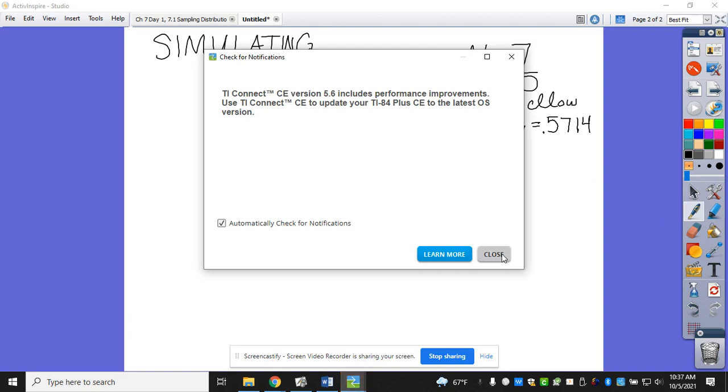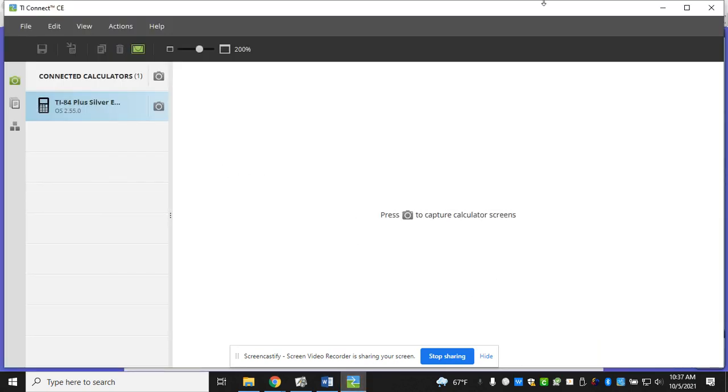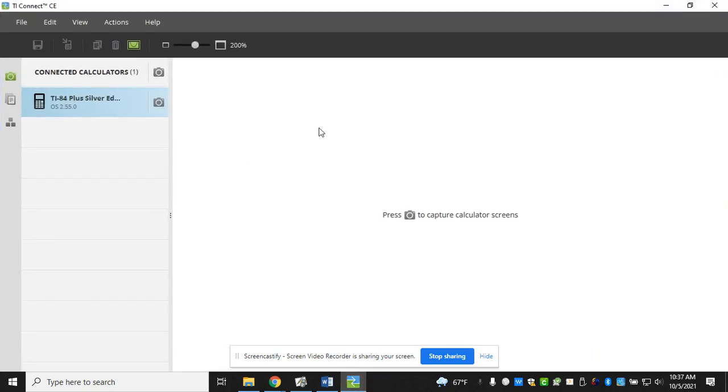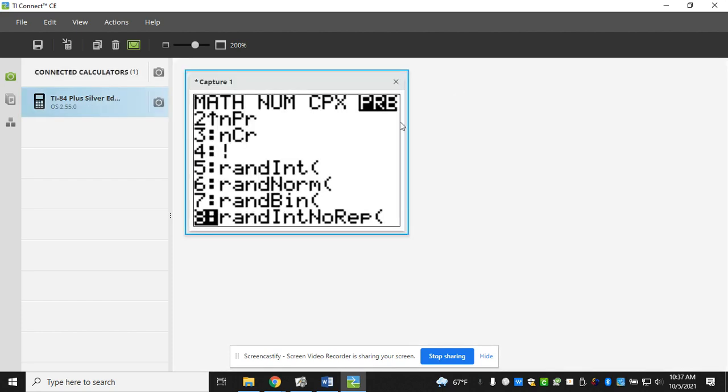Are we using our house number thing for this? No, we just had to do that once so that your calculators are seeded differently. So math, probability, and you go down to the bottom, and you see one that says randIntNoRep. Click on that one.